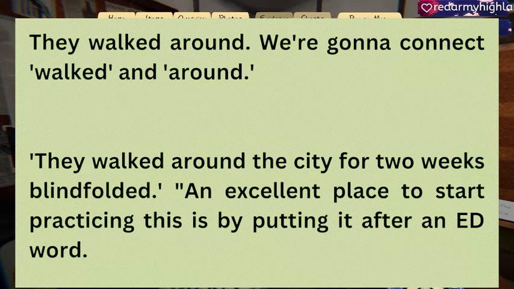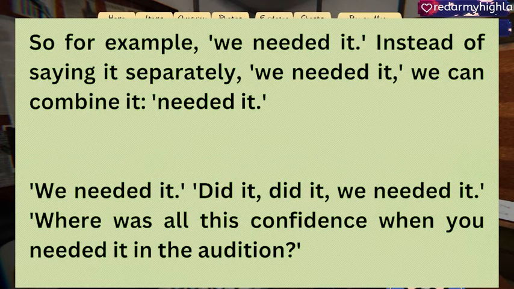An excellent place to start practicing this is by putting it after an ED word. So, for example, we needed it. Instead of saying it separately, we needed it. We can combine it. Needed it. We needed it. Where was all this confidence when you needed it in the audition?